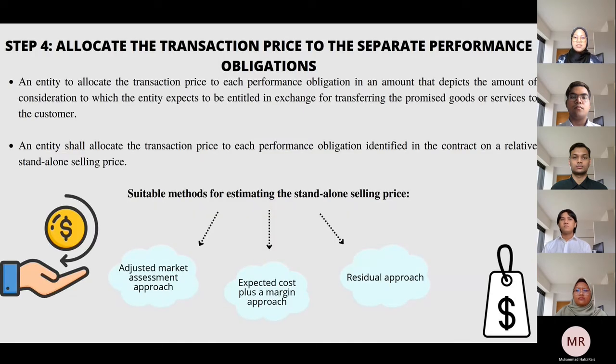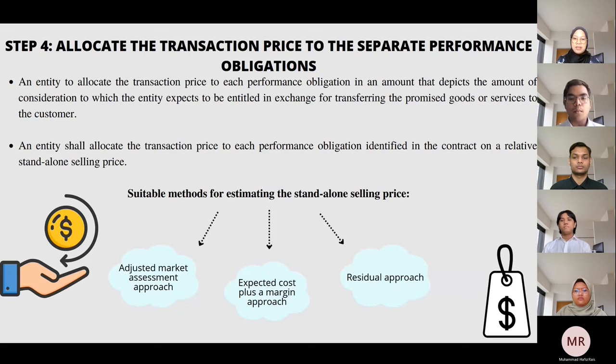In step 4, allocate the transaction price to the separate performance obligations. An entity shall allocate the transaction price to each performance obligation in an amount that depicts the amount of consideration to which the entity expects to be entitled in exchange for transferring the promised goods and services to the customers. An entity shall allocate the transaction price to each performance obligation identified in the contract on a relative stand-alone selling price. There are 3 suitable methods for estimating the stand-alone selling price.